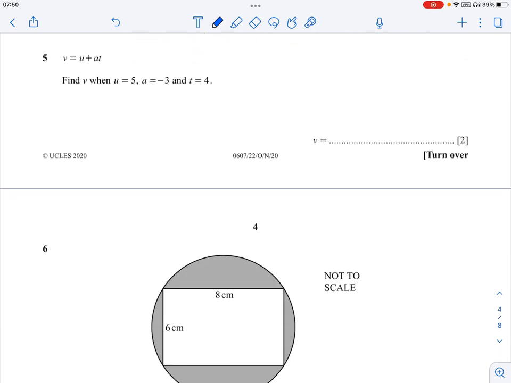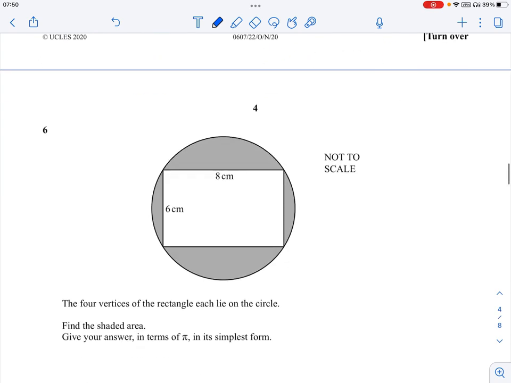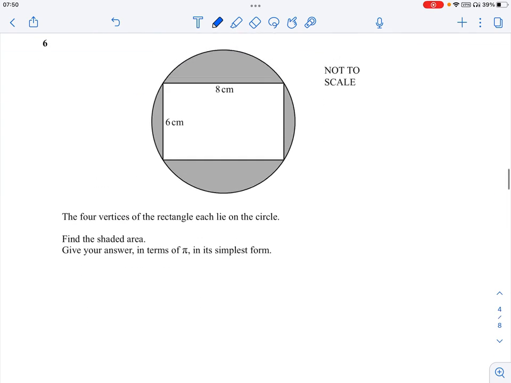He's asking us to find the value of V. Plug in 5 plus A times A, which is minus 3 times 4, which is 5 minus 12, which is negative 7.